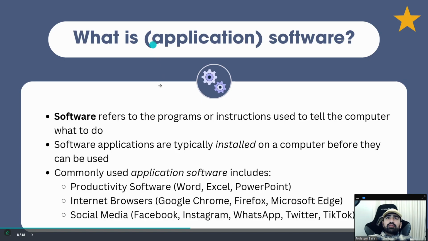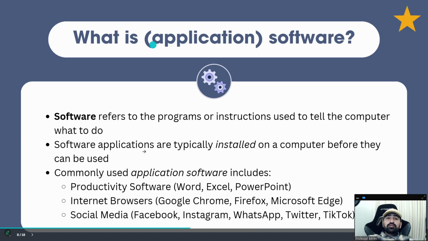All right, so what is application software? Well, it's different than operating software, I should say that. We'll discuss that in the next slide. It's software that provides instructions to the computer. These applications, software programs, these are all synonyms.